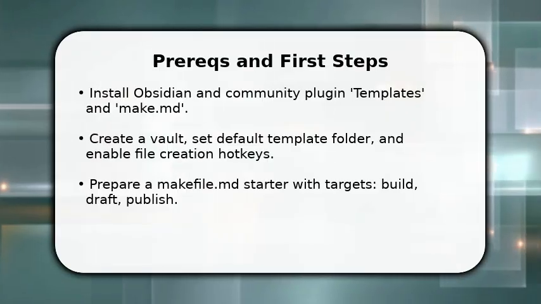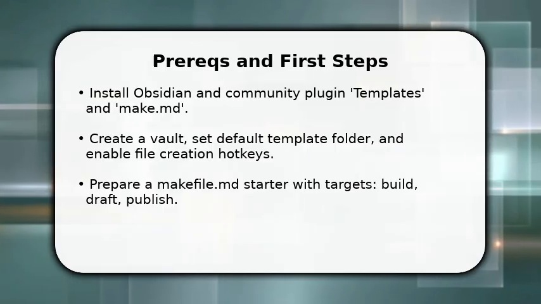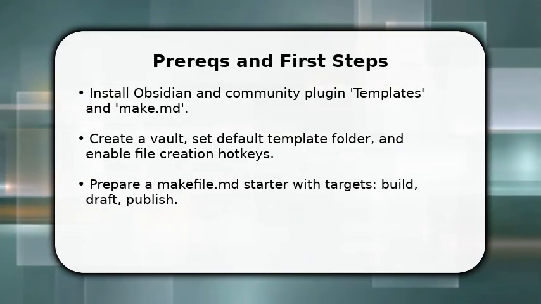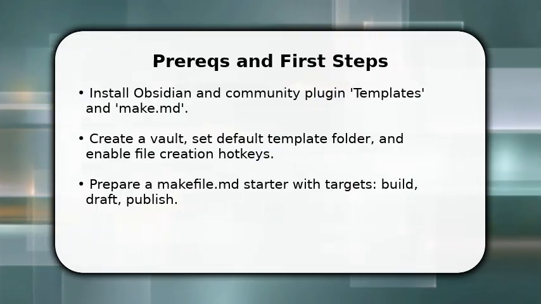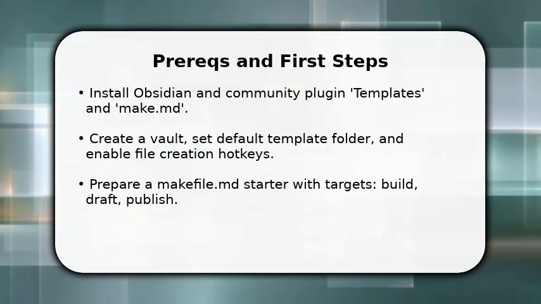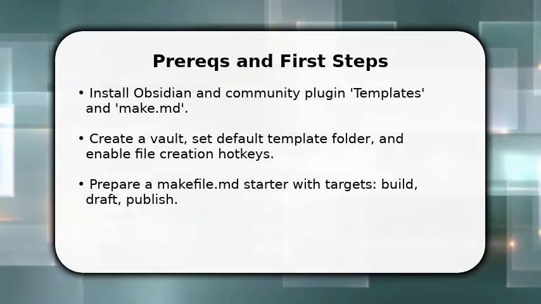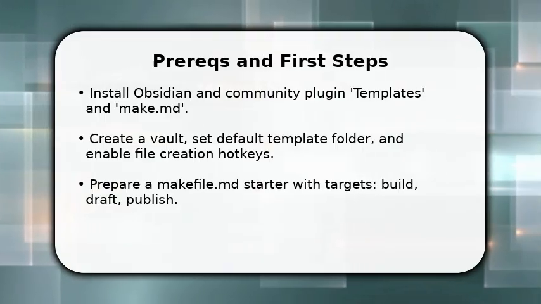You start by confirming Obsidian, templates, and Make.md are enabled. This gives immediate automation. Open your vault and create a templates folder so Make.md can insert fragments, then add a minimal Makefile.md with at least 3 targets: build, draft, publish. This maps commands to actions.